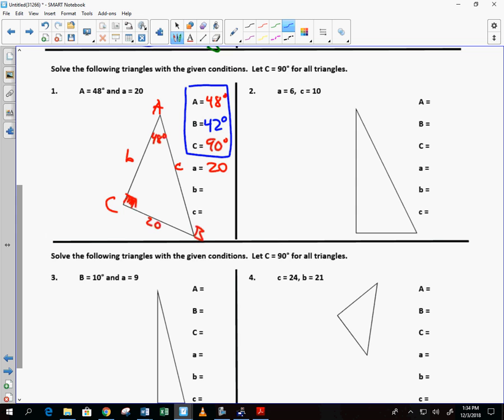Jake, do you want to find B or C? B? Awesome. Jake wants to find B, and he knows that A is 20. Sine, cosine, or tangent. Which one is it? Tangent. Tangent of 48 equals 20 over B. Write it over 1 and cross multiply.